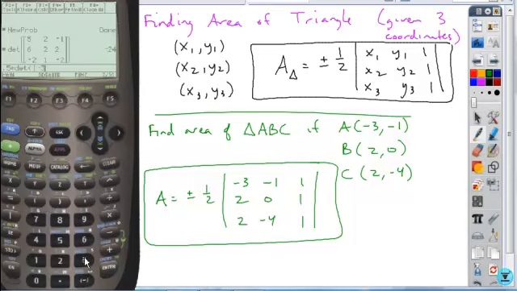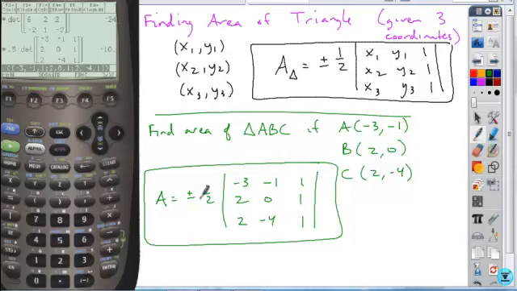My matrix is a 3 by 3, so -3, -1, 1. My last column is 1s for every single row. Jump to the next row to 0, 1. Semicolon to jump to the next row to -4, 1. Close off my matrix. Close off my entire determinant function parentheses. And now when I hit enter, I get -10.